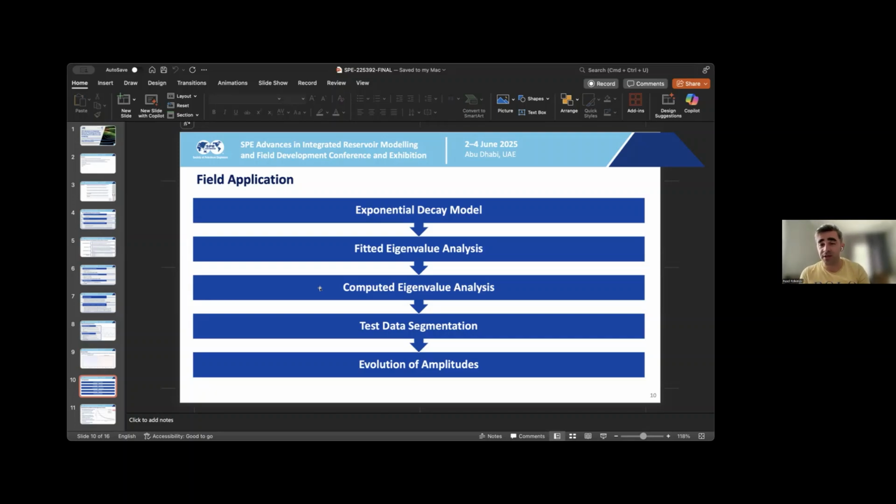If the data is not reliable, it doesn't make any sense. You cannot verify its applicability, right? So basically, there is a step-by-step process that you can go through to apply this. Number one, exponential decay model.